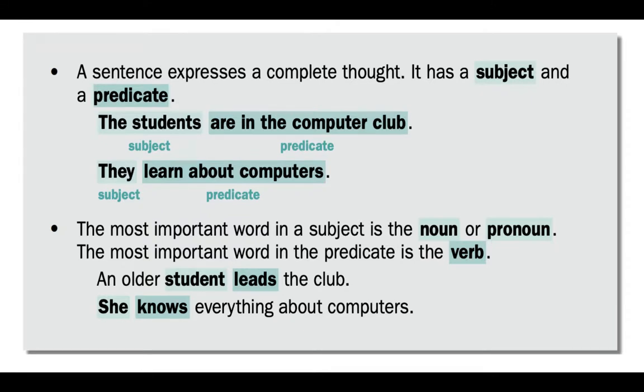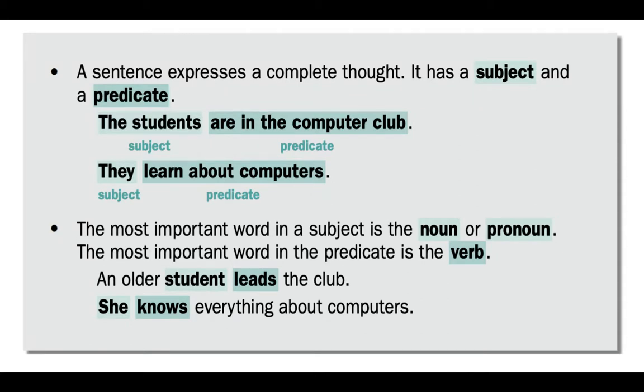Who or what is in the computer lab? The students. What are the students doing? They're in the computer club. They learn about computers. What do? Learn about computers. Who learns about computers? They do. Notice that in this sentence, the words the students was replaced with the pronoun they.